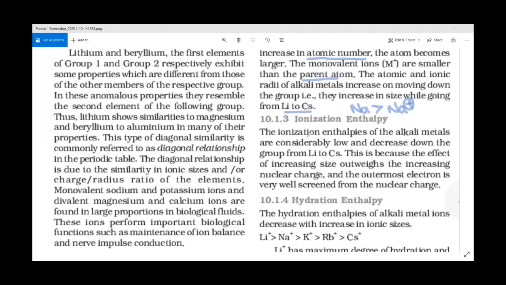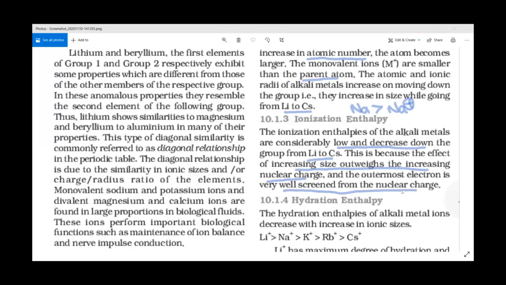Next is ionization enthalpy. The ionization enthalpies of the alkali metals are considerably low. Why? Because atomic size increases down the group, and this increase in size outweighs the increase in nuclear charge. Actually nuclear charge is also increasing, but atomic size is also increasing. But who is dominating? The increase in size dominates over the nuclear charge, therefore the increase in size will decrease the ionization energy.